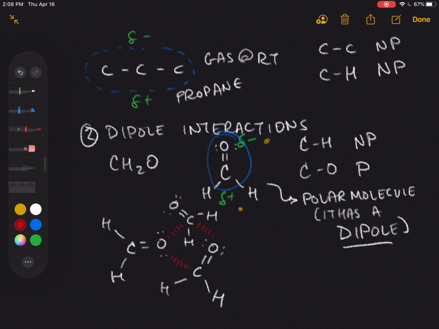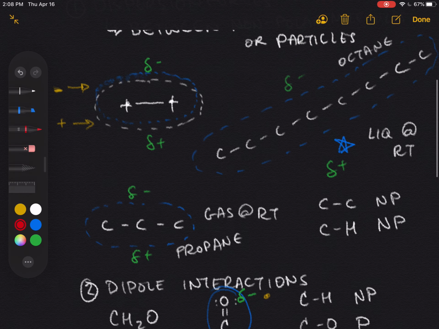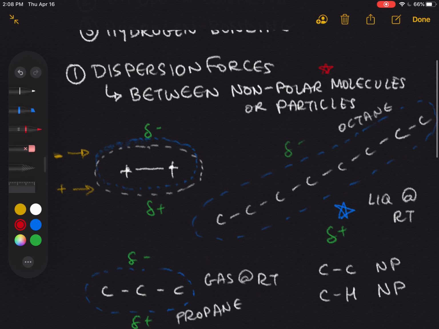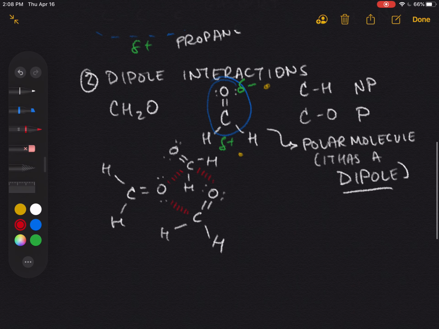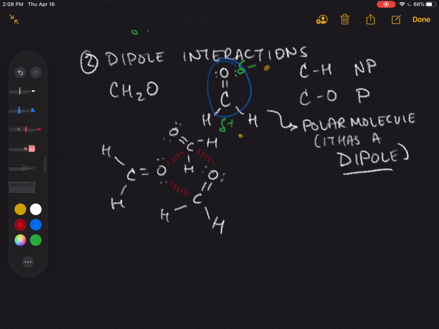That interaction is stronger than dispersion forces. Remember, dispersion forces are caused by these slight shifts in the electron clouds. Those are called induced dipoles. I'm not sure I said that in the last video. They are called induced dipoles. We could also think of them as temporary dipoles. Now, dipole interactions are between molecules for which there is a permanent dipole. And they are stronger in interaction than the London or dispersion forces.